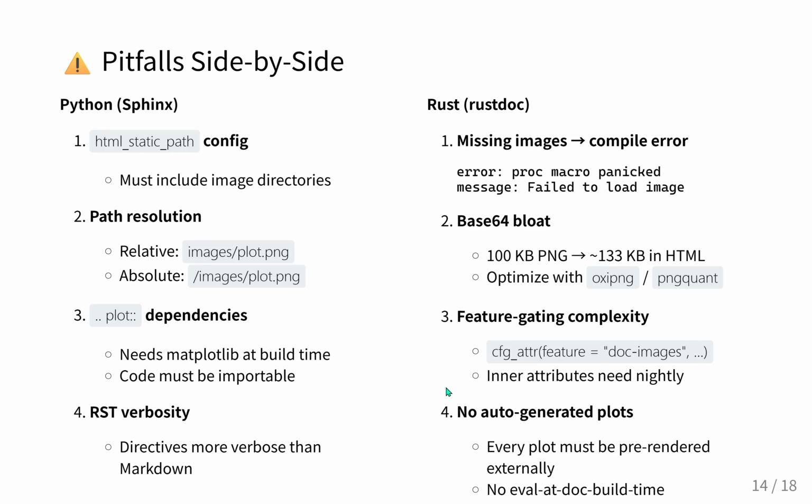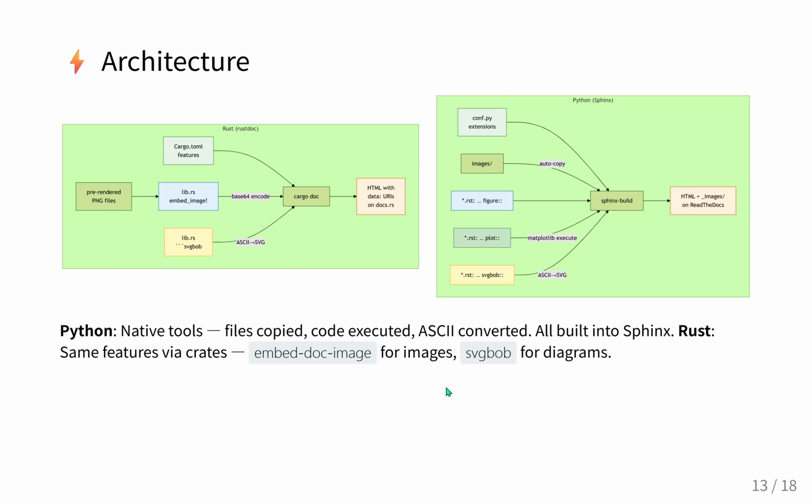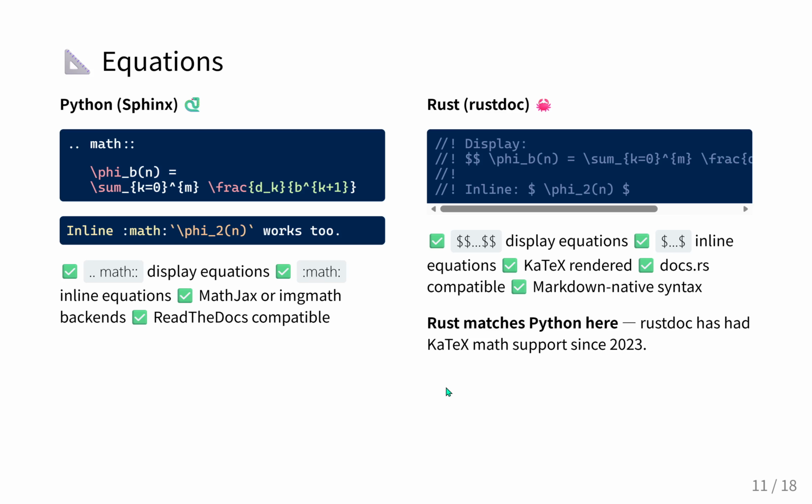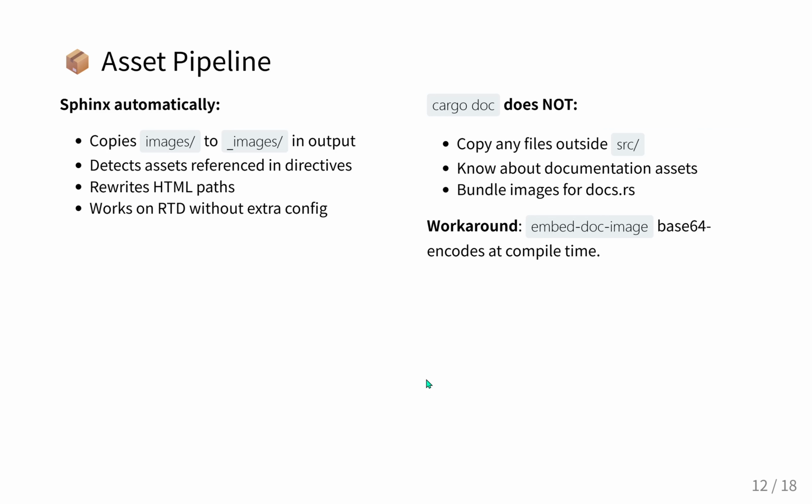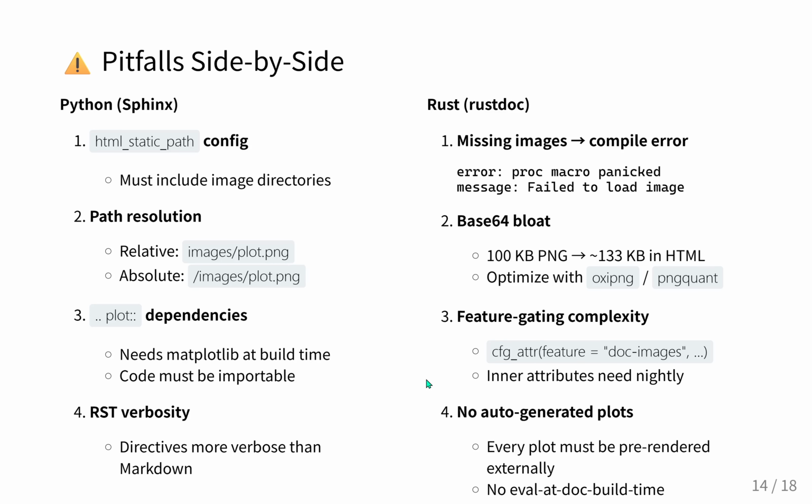And when CargoDoc generates the HTML, it relies on client-side rendering engines like KaTeX. Because the math is just text, there are no binary assets to lose. Exactly. It renders beautifully on docs.rs. Yeah. And the other major win for Rust is the ASCII-to-SVG pipeline. The svgbob-doc crate, which has over 1.6 million downloads, handles diagrams brilliantly.